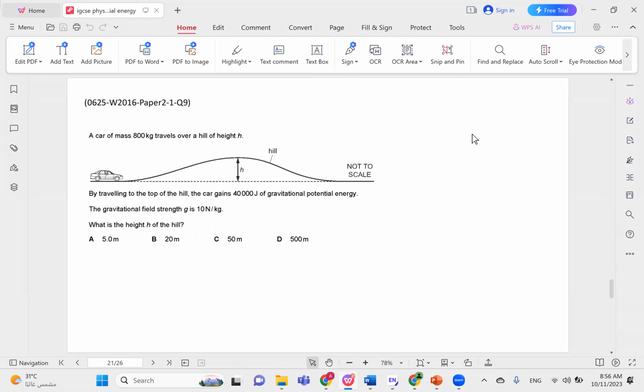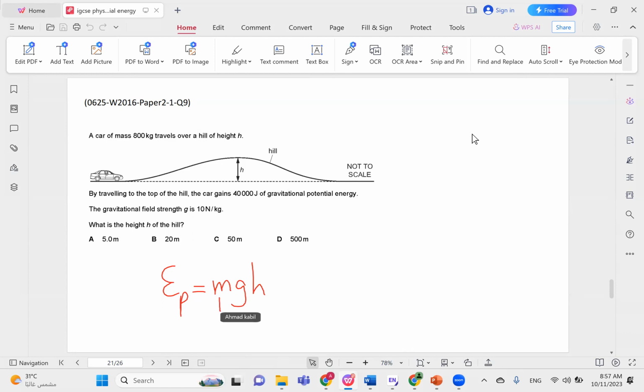A car of mass 800 kilograms travels over a hill of height h. By traveling to the top of the hill, the car gains 40,000 joules of gravitational potential energy. The gravitational field strength g is 10. What is the height of the hill? This is a simple application of the rule potential energy equals mgh. And like we said, more accurately, we should say mg delta h, but we can just ignore that for now.